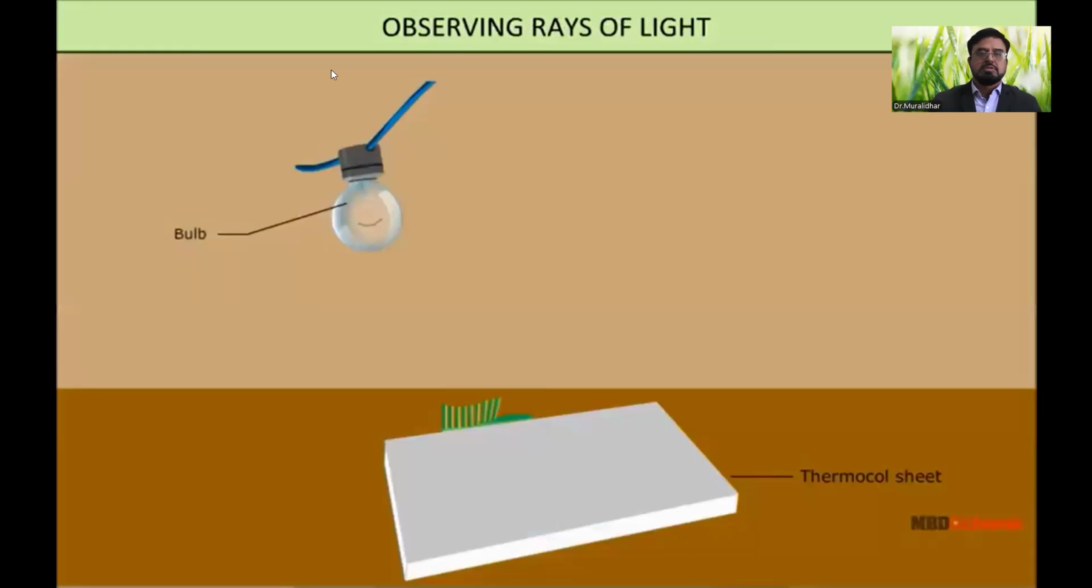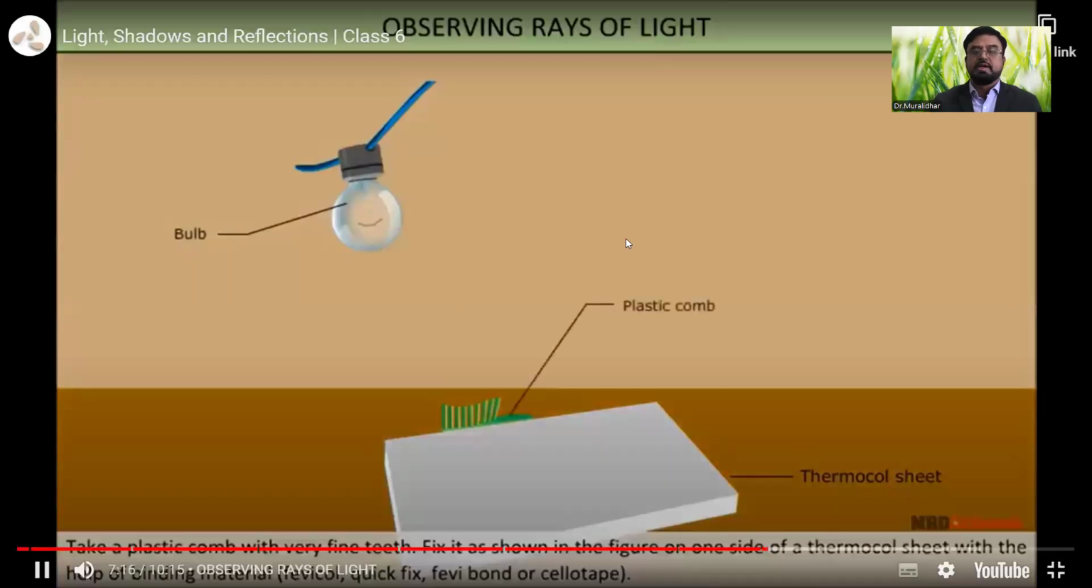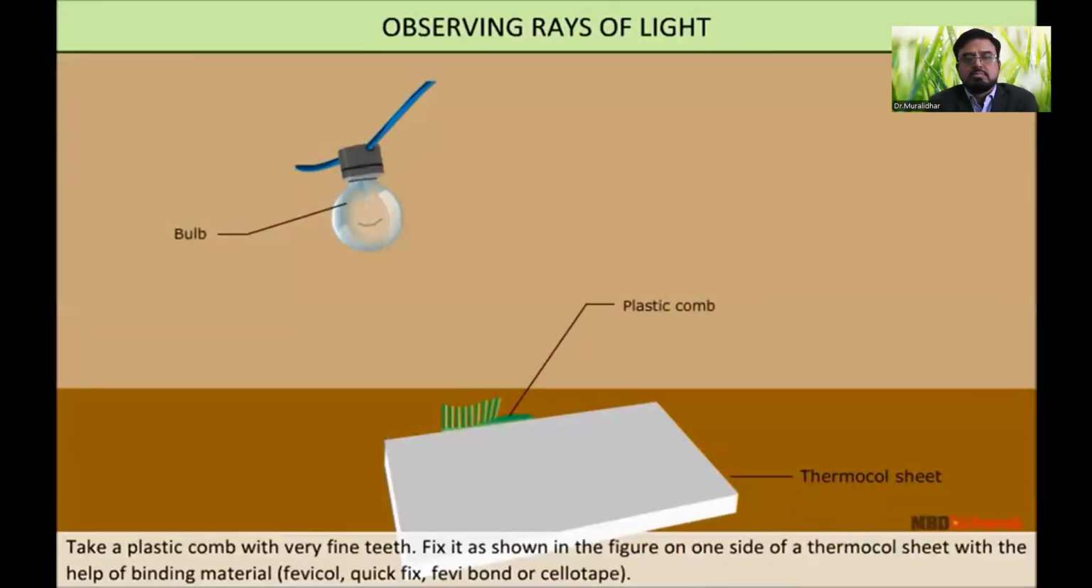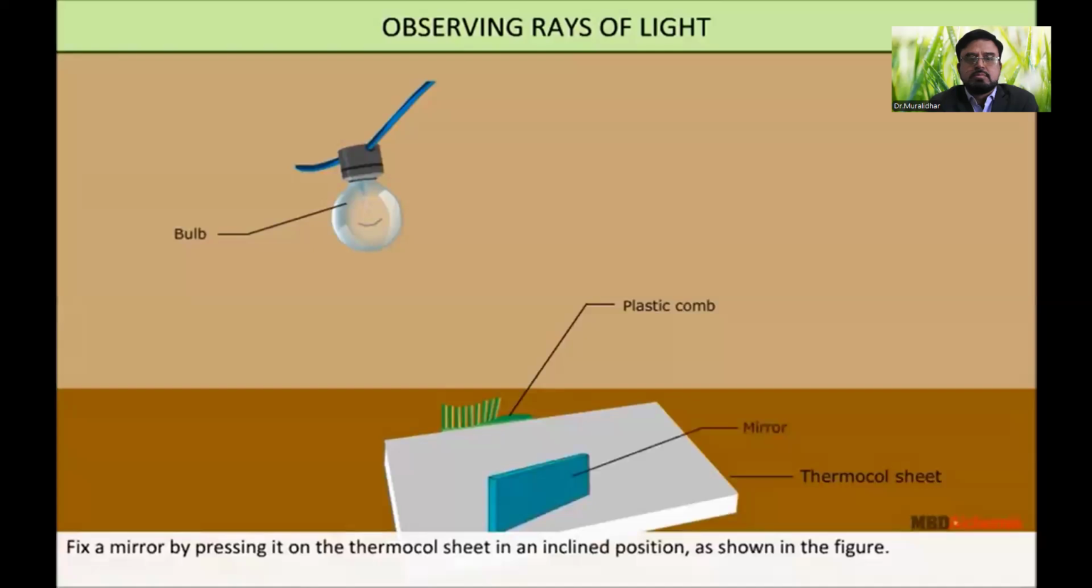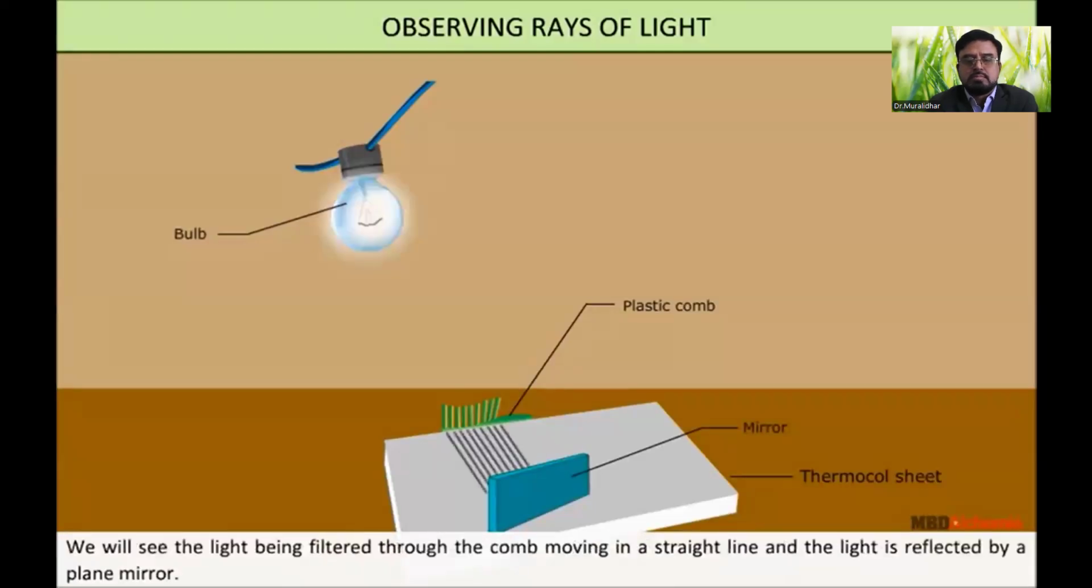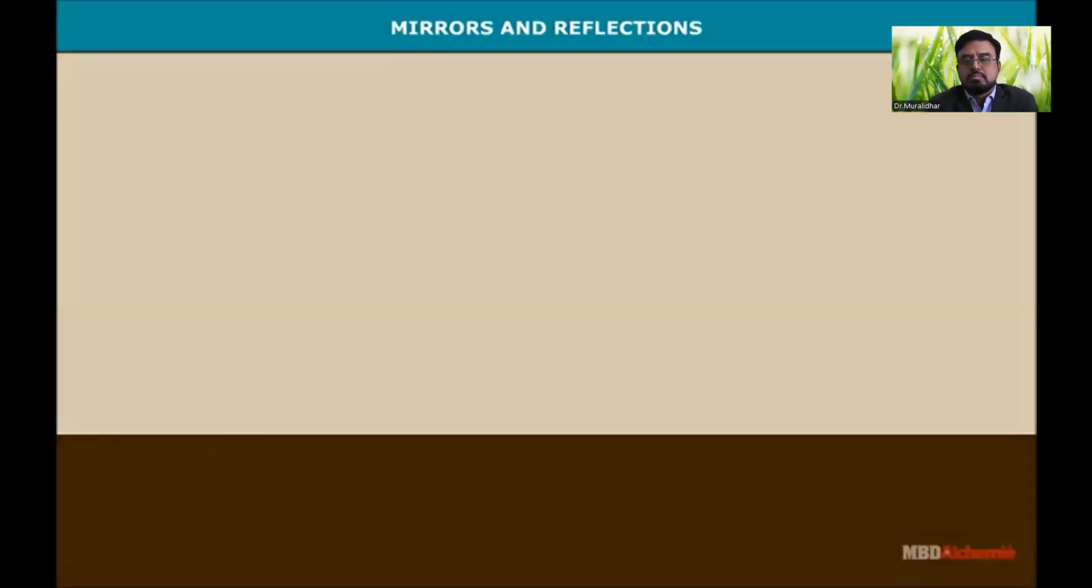Observing rays of light. Take a plastic comb with fine teeth. Fix it as shown in the figure on one side of a thermocol sheet with the help of binding material, Fevicol, Quick Fix, Fevibond or sellotape. Fix a mirror by pressing it on the thermocol sheet in inclined position as shown in the figure. We will see the light being filtered through the comb moving in a straight line, and the light is reflected by a plane mirror.